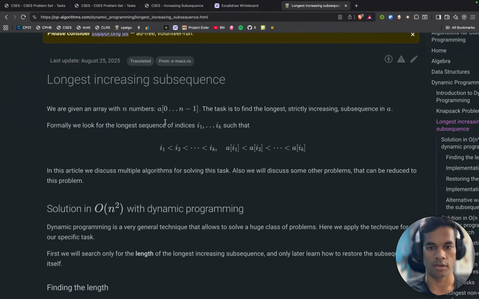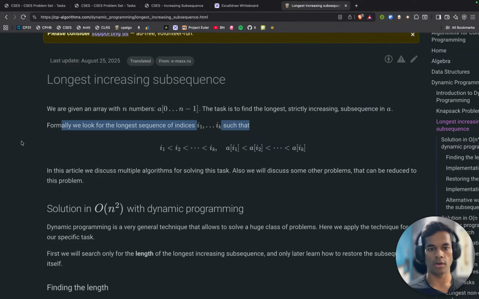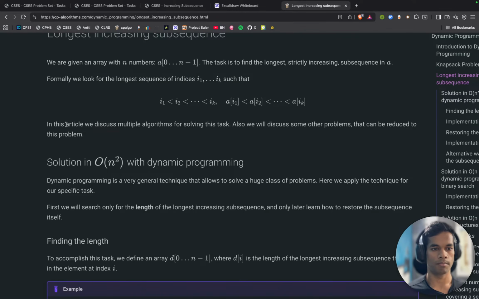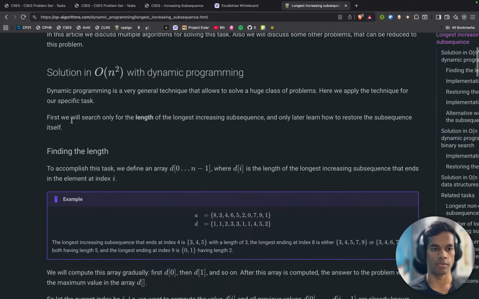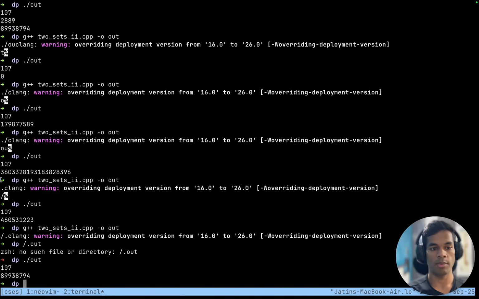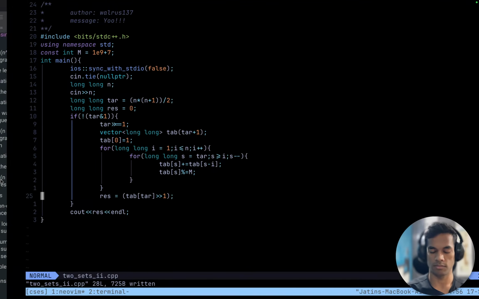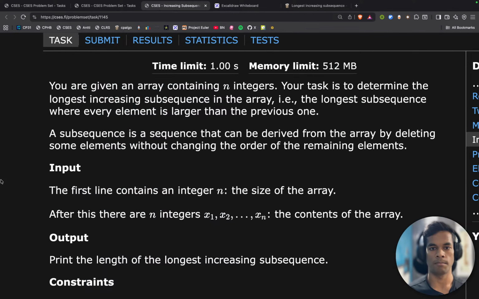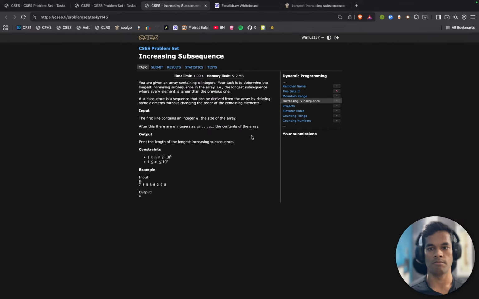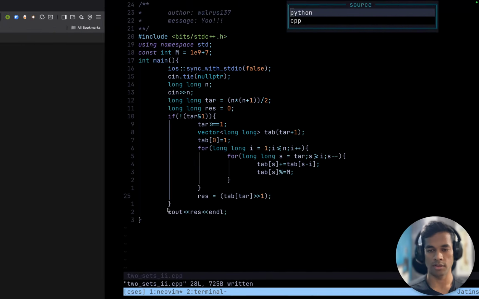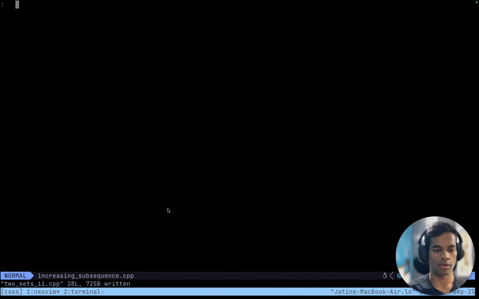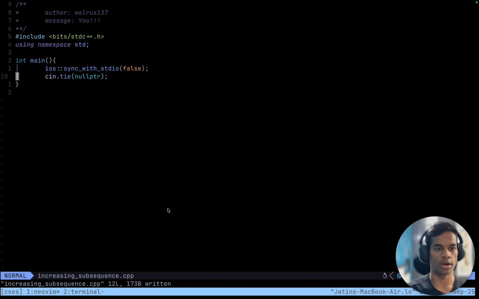Okay, let's read. Strictly increasing subsequence in array A. Formally, we look for the longest indices such that this thing is true. In this article, we discuss multiple algorithms, the n square algorithm in dynamic programming. This one we do know, we can literally implement this right now, so that I'm not in some mental state telling myself that I would be able to write it if I want, even though I might not be able to write it.